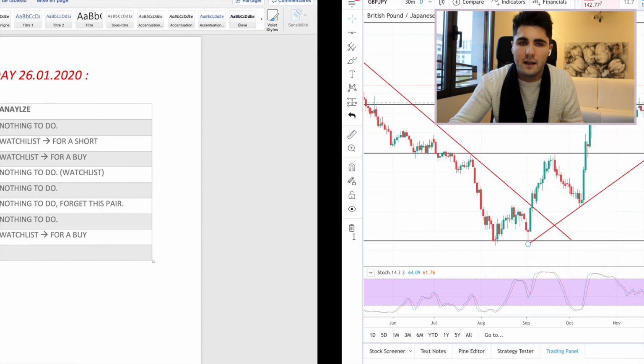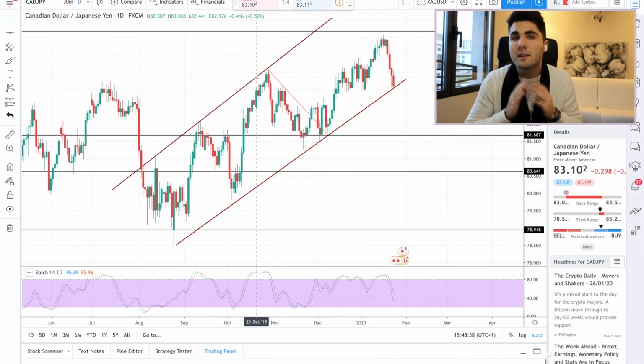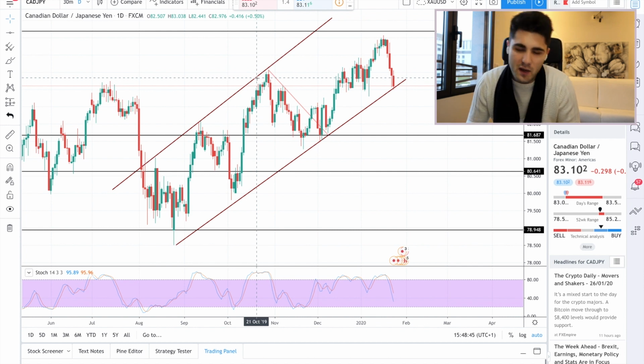And now finally CAD JPY, which is I think the most interesting one. I think the chart is clear. I don't want to say anything. Say in the comments what you think about this trade. It's going to be our trade for the week, the main one that we can get in as a swing long position. Oh, I already spoiled it anyway.